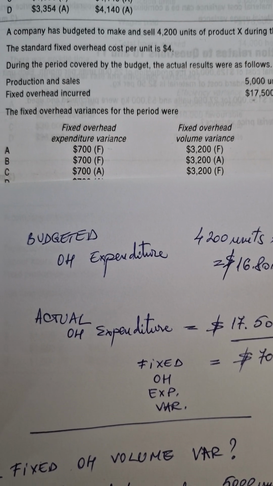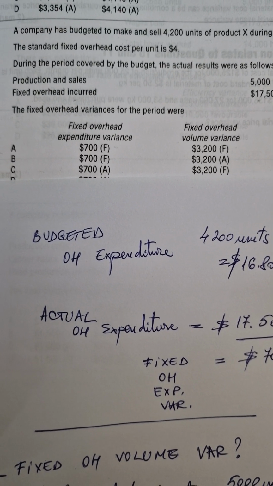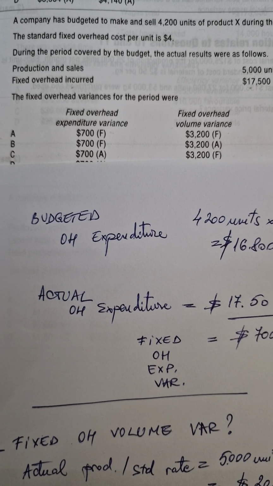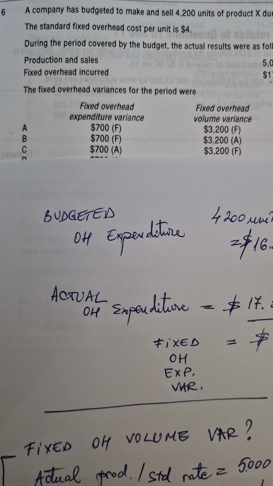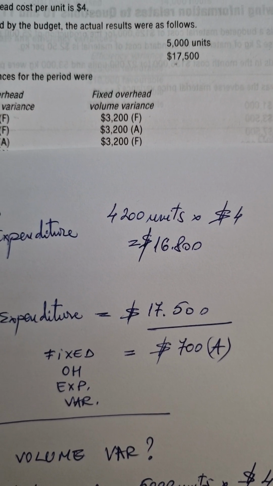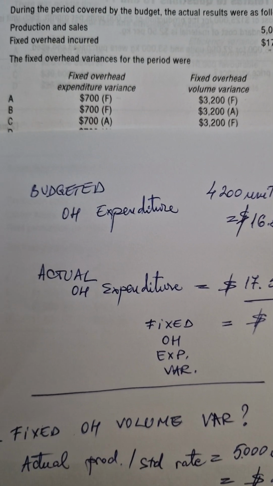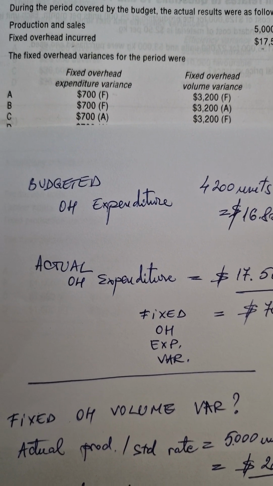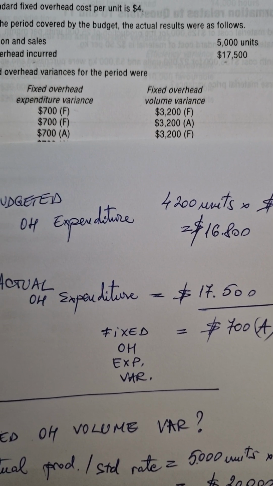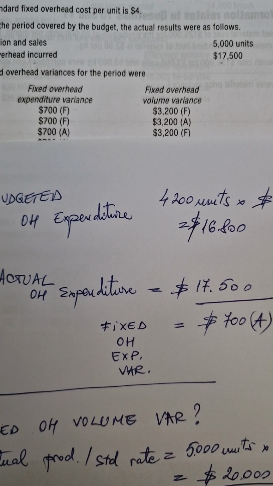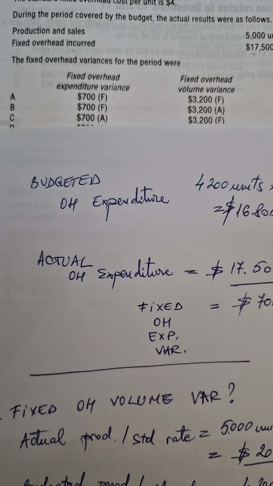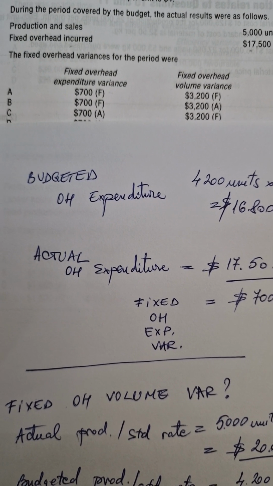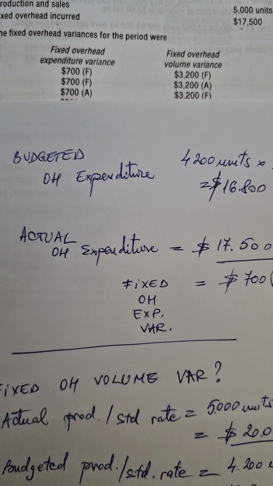We have a company that budgeted to make and sell 4,200 units. The standard fixed overhead cost per unit is $4. And we have the actual results: the actual production and sales of 5,000 units, and the fixed overhead incurred of $17,500. The fixed overhead variances we calculate in this way.